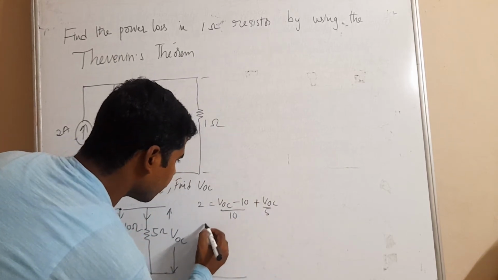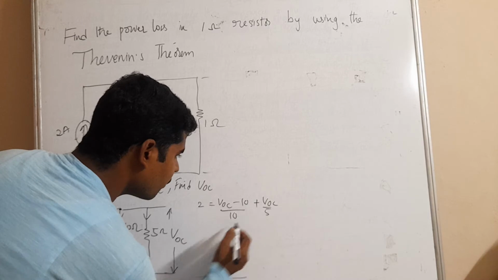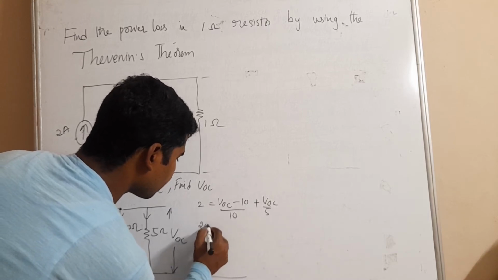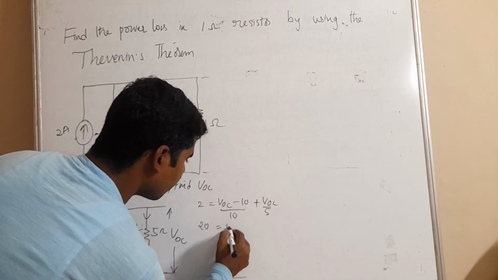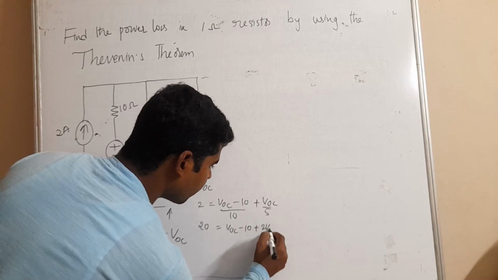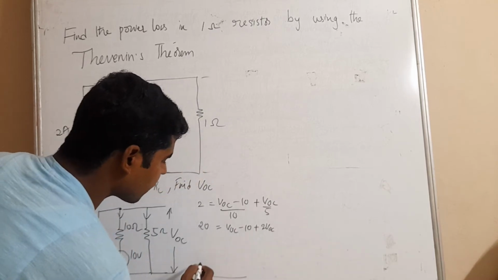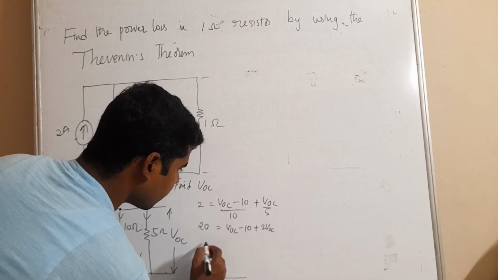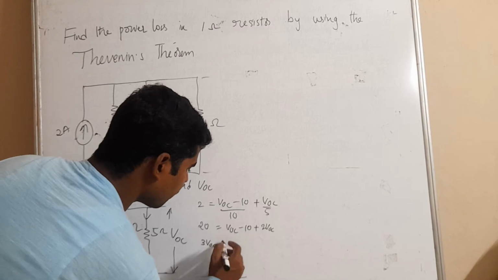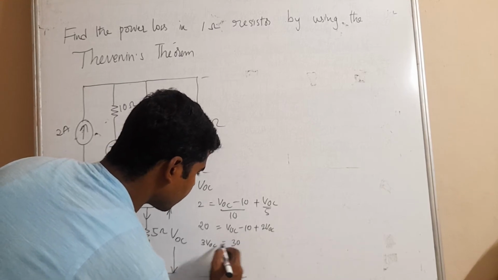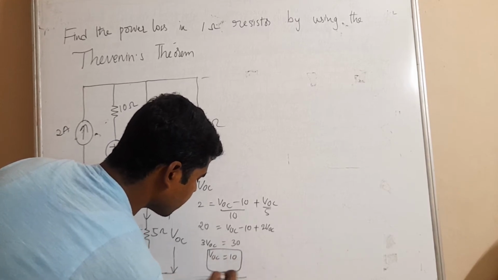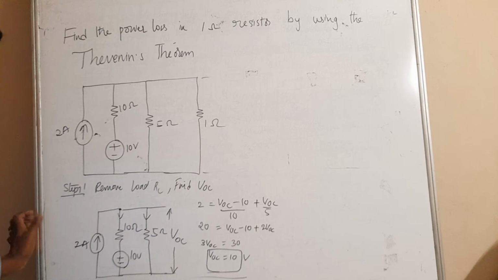Therefore VOC is equal to, what is the value here? If you are taking 10 as the LCM, I can represent 20 equals VOC minus 10 plus 2 VOC, right? So that gives rise to 3 VOC is equal to 30 volts, therefore VOC is equal to 10. Okay, this is the open circuit voltage for the corresponding circuit.